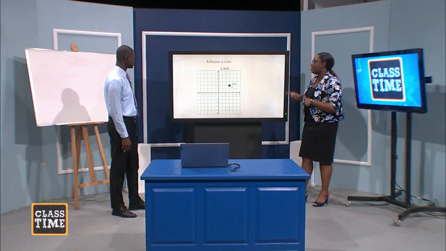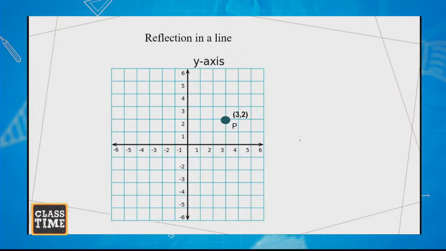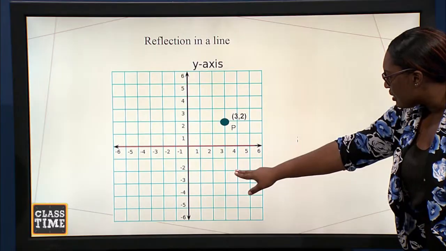So here we have a reflection in a line, and we have a point P located at 3, 2. The x-coordinate is 3 and the y-coordinate is 2. We're reflecting in the x-axis. Based on one of the properties we looked at, the reflected point must be at the same distance from the mirror line as in the pre-image. If the reflection line is the x-axis, counting the units, 1, 2, my image must be 2 units away from the reflection line. So my image would be at 3, -2.